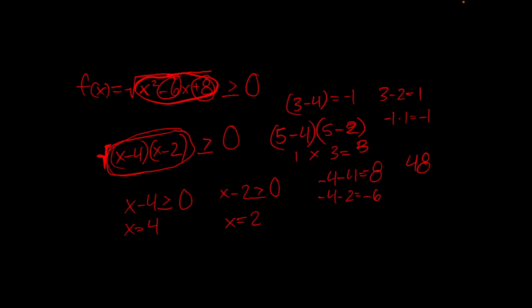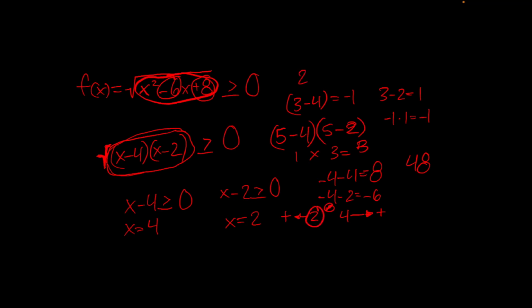So if it's below 2, we get a positive number. And if it's above 4, we get a positive number. And if it's between them, it's negative, but we're not going to be including that because the square root of a negative number isn't defined, except let's try 2.